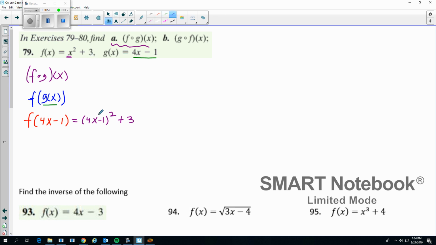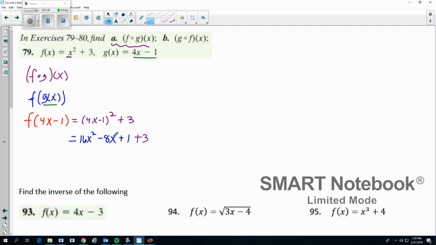So when you square this, it's not 4x squared plus 1 squared. You need to actually break it apart and FOIL it. Or I'm going to do the shortcut, the pattern that occurs here. Square the first one, so that's 16x squared. Multiply these together and double it, so that's minus 4x, doubled to minus 8x. Then you square the negative 1, which turns to a plus 1. And then you still have that plus 3 right there.